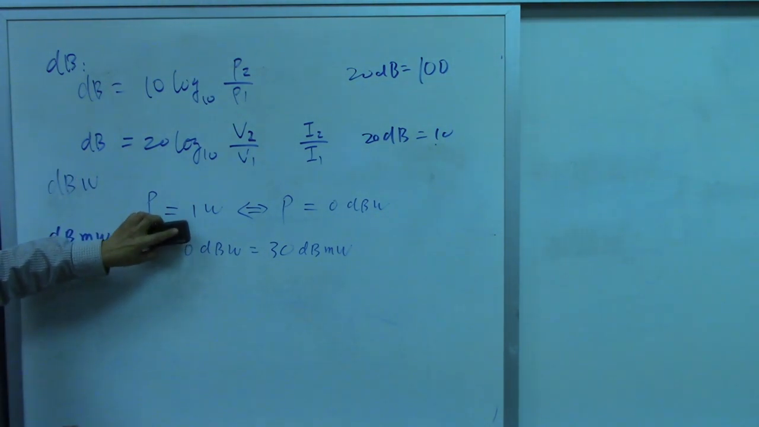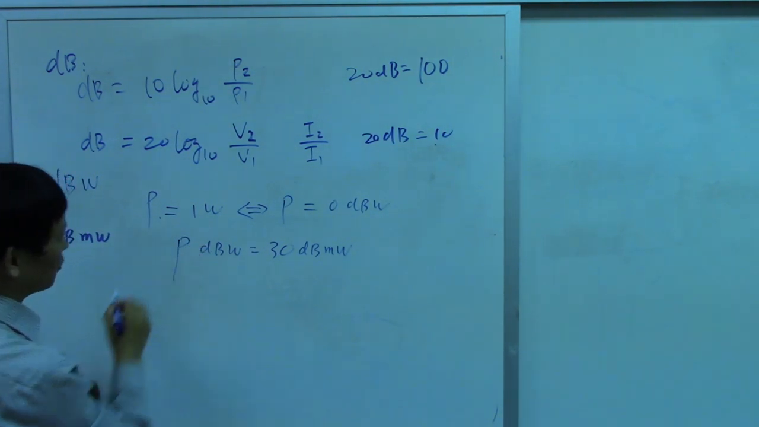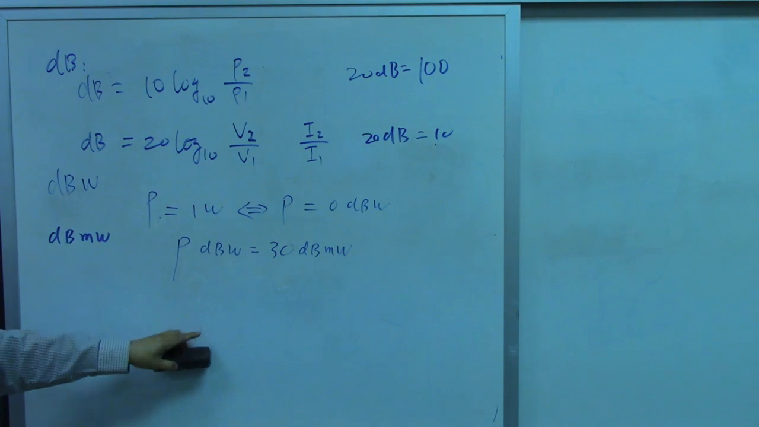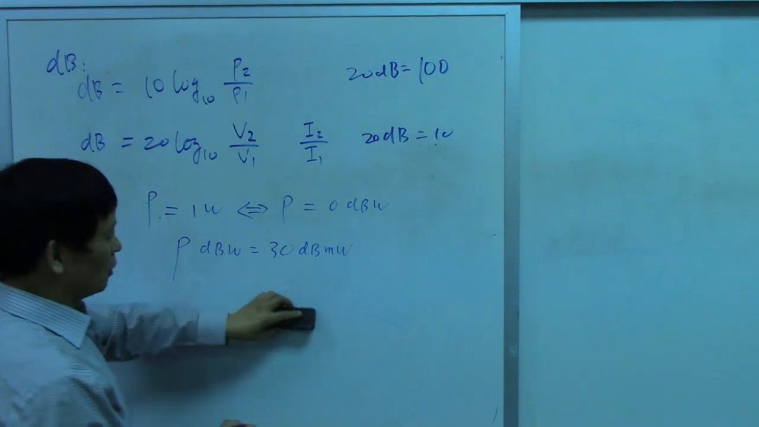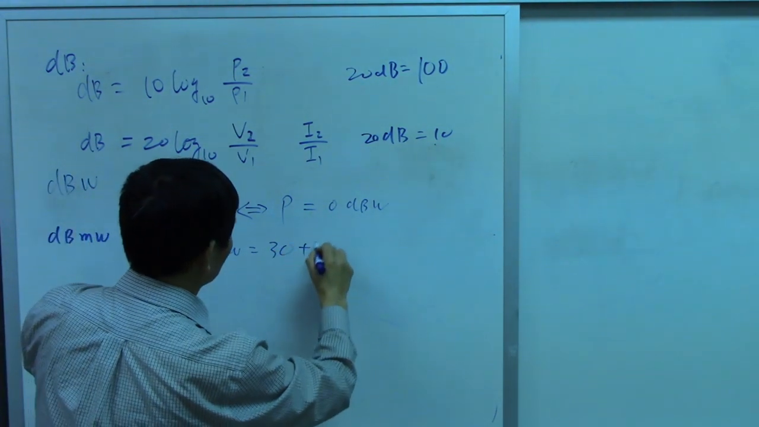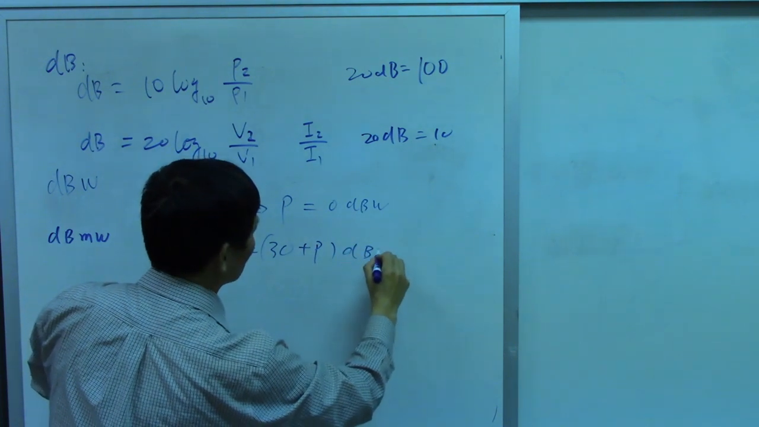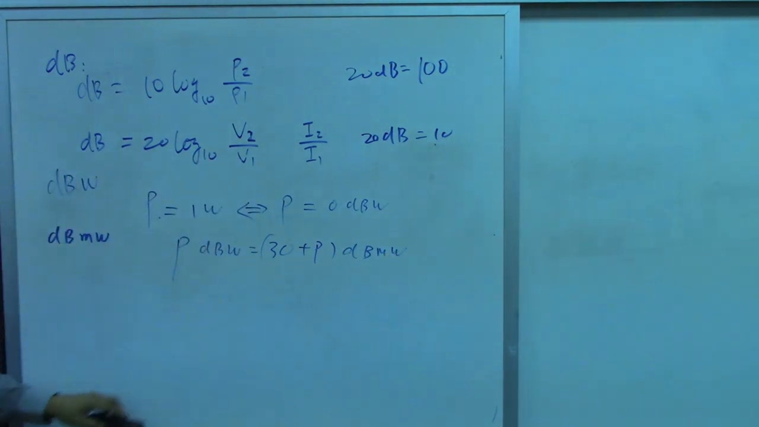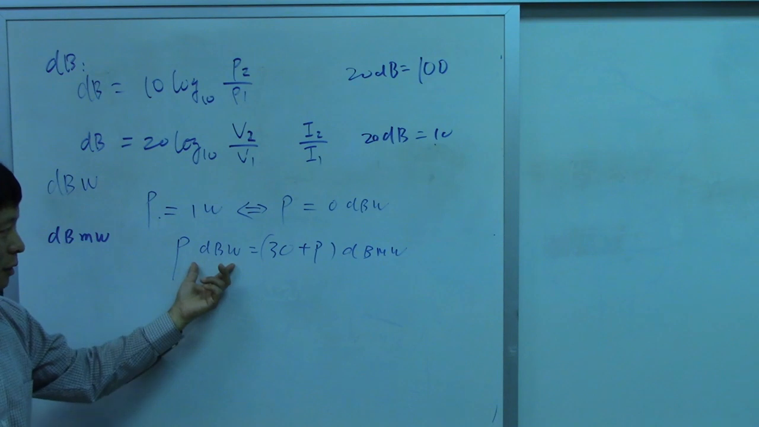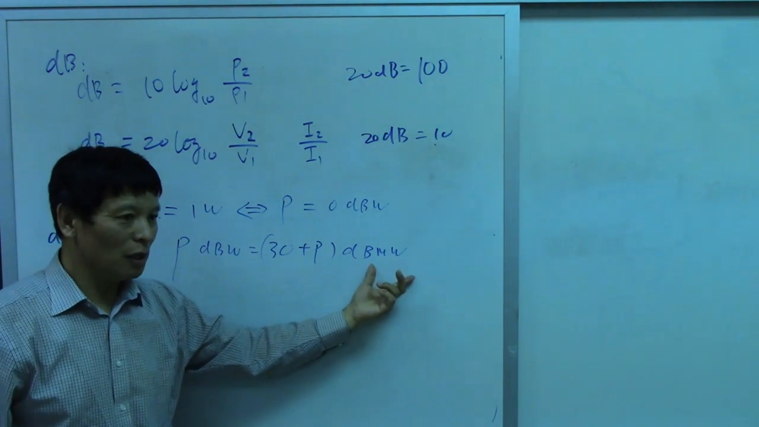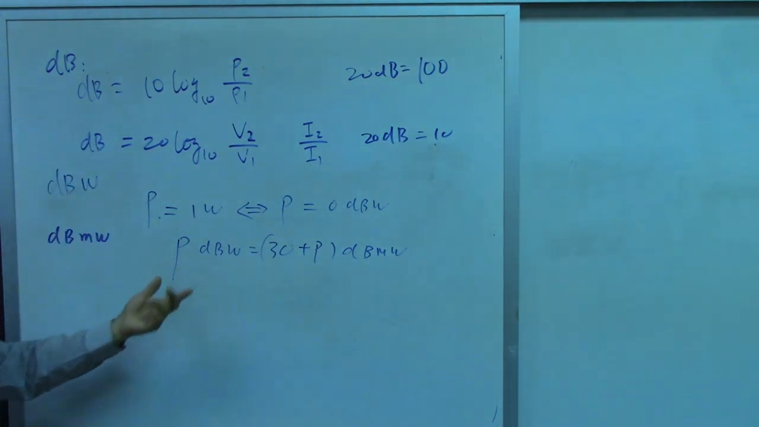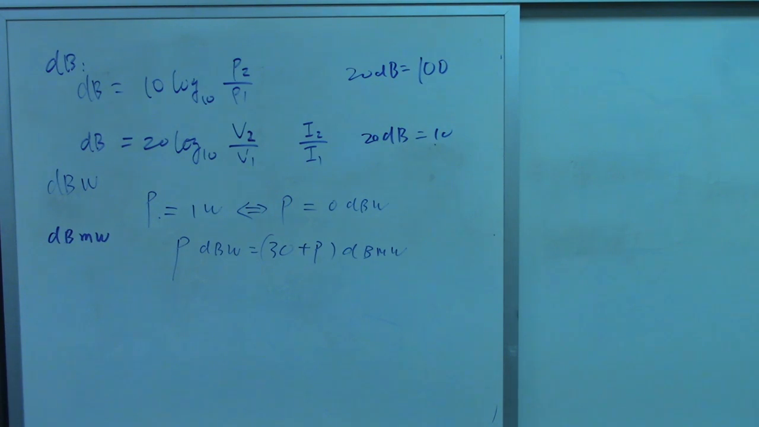How about this one? I give you an arbitrary P dB watt. Then what is this? This one will be just 30 plus P. That means to convert dB watt into dB milliwatt, you just add 30 to the number. That's all.